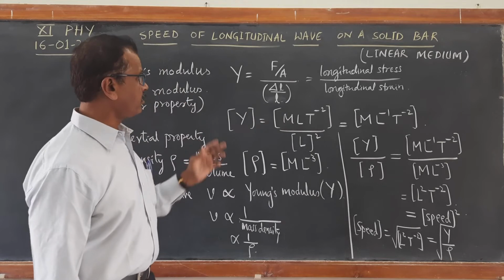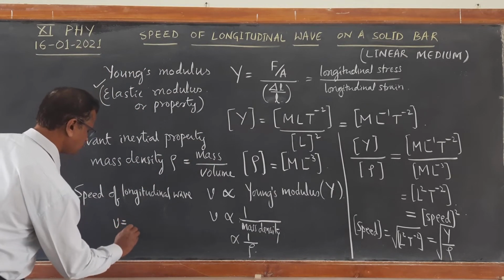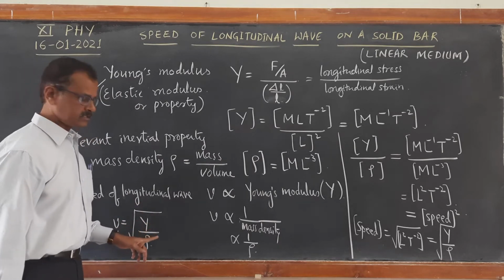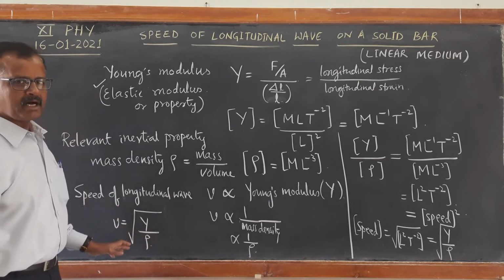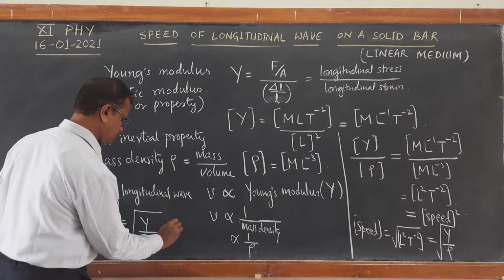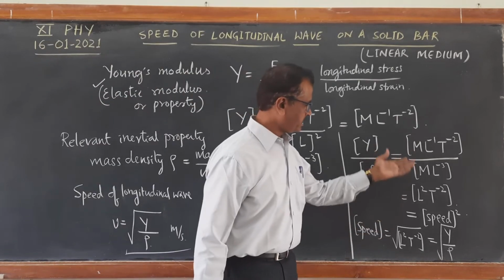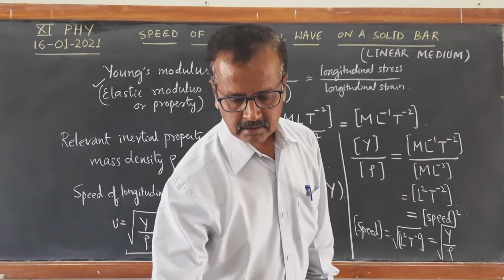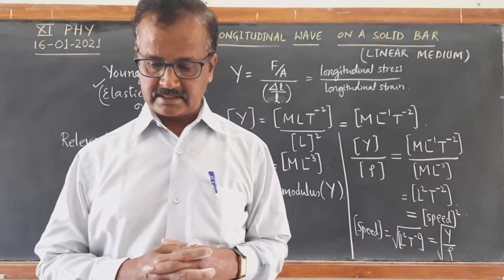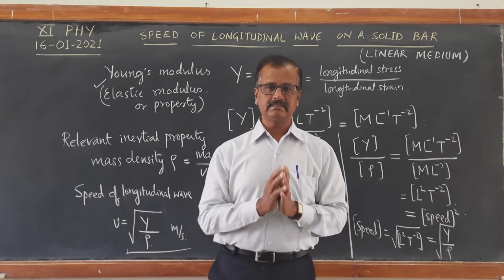Therefore, speed of a longitudinal wave is finally v is equal to square root of Y by rho, where Y is the Young's modulus and rho is the mass density, that is mass per unit volume. So this is obtained in meter per second. This is how we get it by dimensional analysis. Okay. Now we will see the speed of longitudinal wave in gases, such as the speed of sound in gases. Okay.